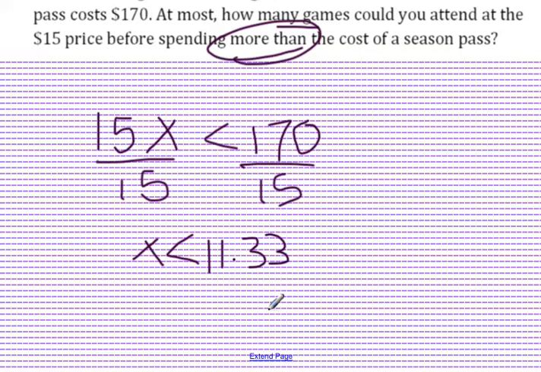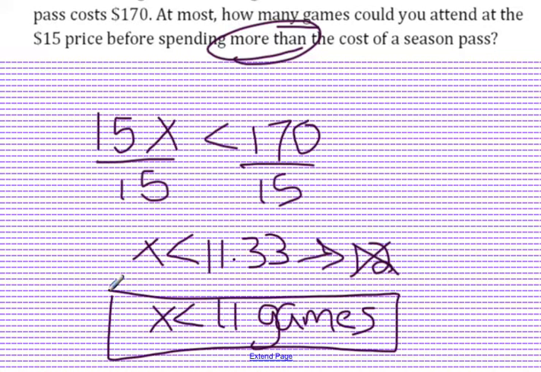So the point is that you cannot go to 12 games. Because if you go to the 12th, you're going to be past that $170, because you can't pay for 0.33 of a game. So that means that we have to go to fewer than 12 games. So the maximum number of games we can go to is 11. We can't go more than that, okay?